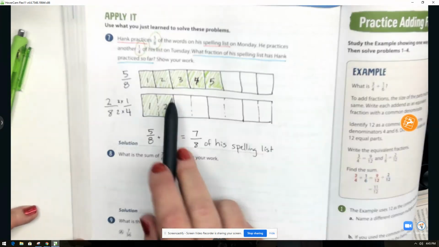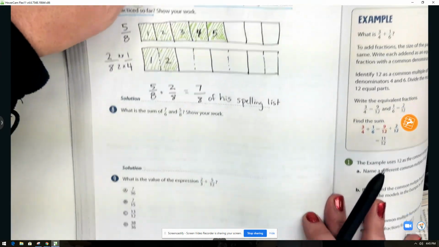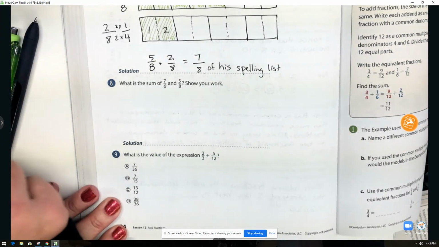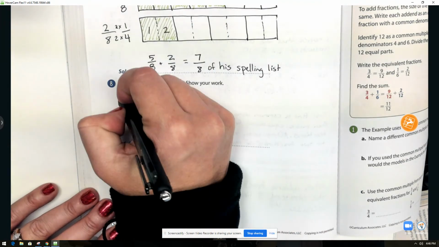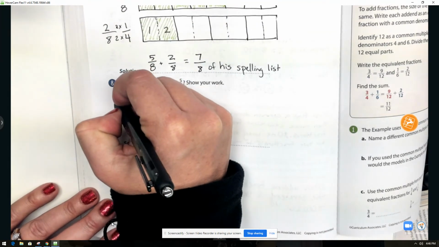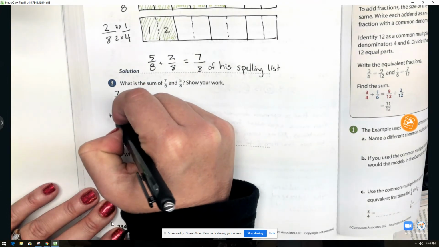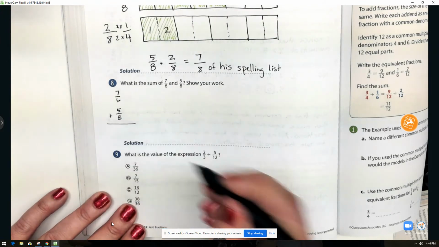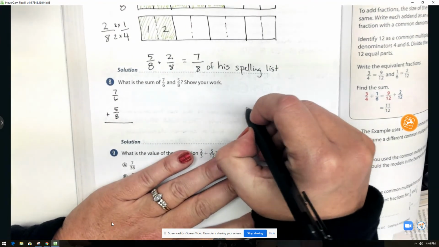That is using the fraction bar method. Now we're going to do number 8 using the equation method. So remember, the first thing we do is we write our 2 fractions in sandwich formation. 7/6 plus 5/8. Then we need to find what is our lowest common multiple, our LCM.